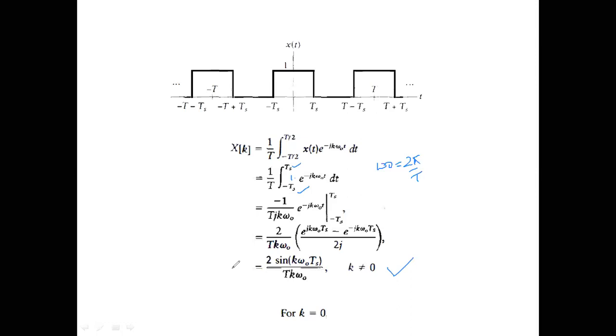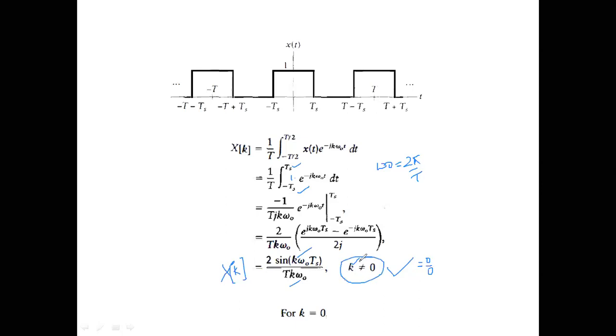There is a small problem here. This will not give me the value at k equal to 0, because see here, when k is equal to 0, this is also 0 and this is also 0. So this will be a 0 divided by 0 problem. This formula works, but not for k equal to 0.